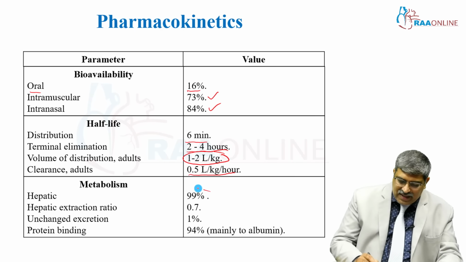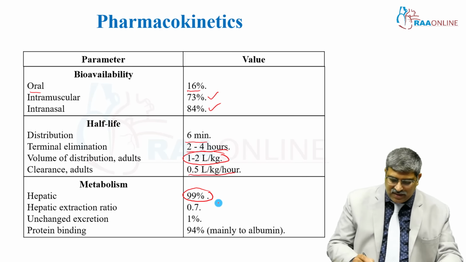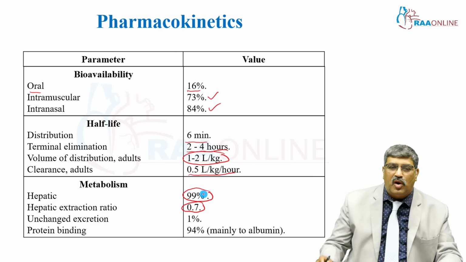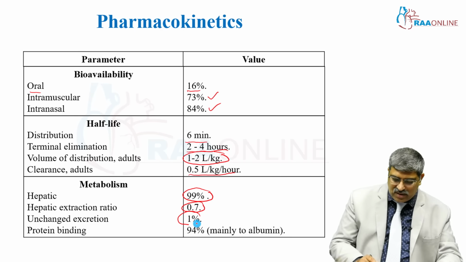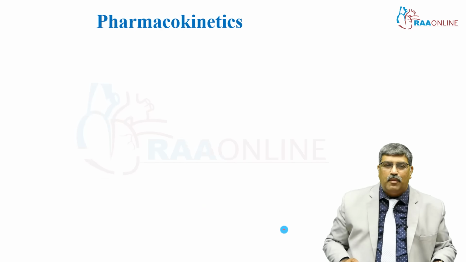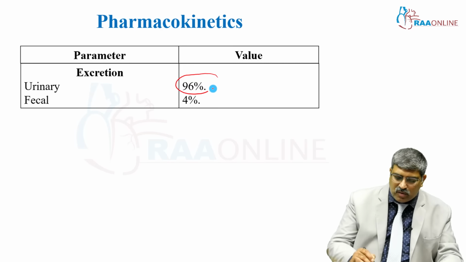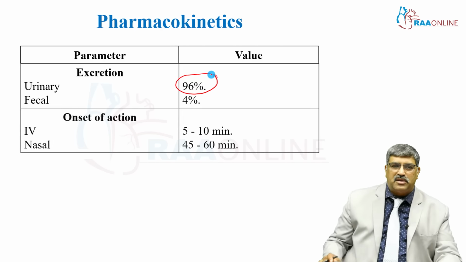And 99% of dexmedetomidine is metabolized by the liver. The extraction ratio by the liver is 0.7, and unchanged excretion is 1%, and 94% of dexmedetomidine is bound to protein, mainly to albumin. The urinary excretion is around 96% and the fecal excretion is around 4%.